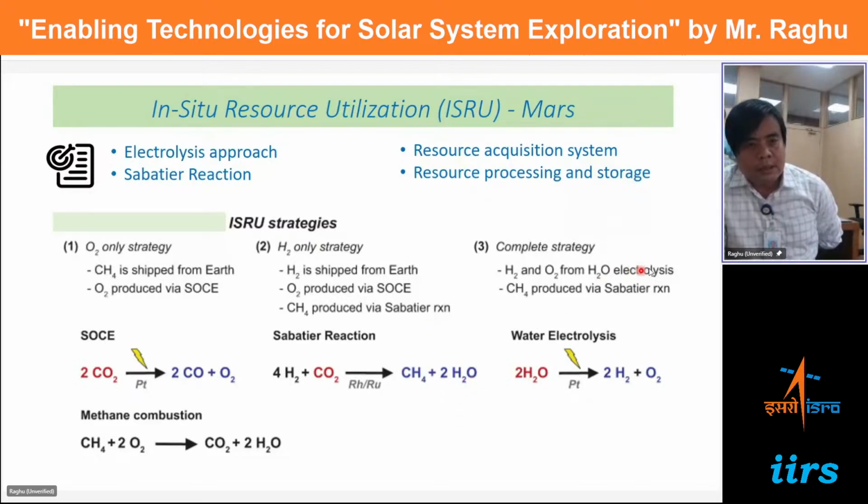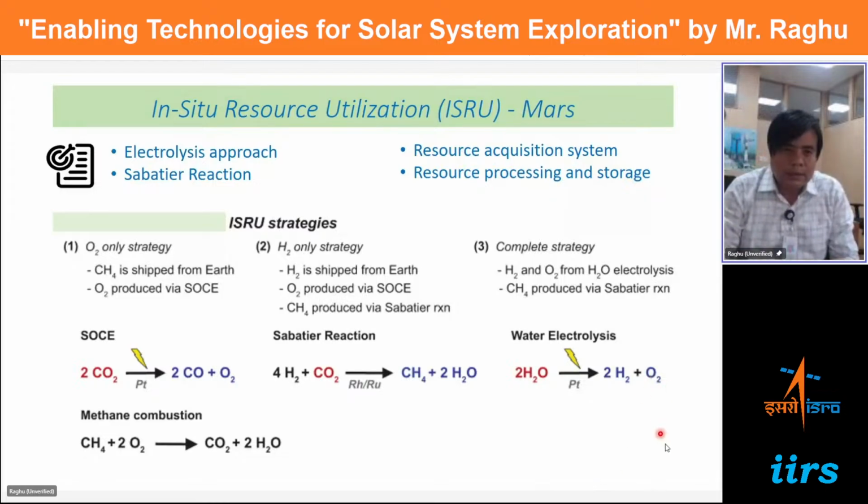Then the complete strategy is water electrolysis, which will again give oxygen. Just now in the discussion I heard about this. Life support systems need oxygen. That is what Dr. Ganesh answered, that we need the ECLS, the environmental control and life support system. We need oxygen generation through Sabatier reactions. That is a part of in-situ resource utilization.